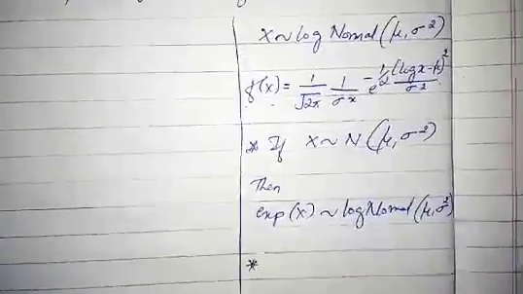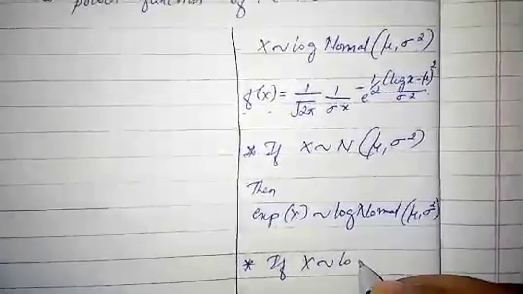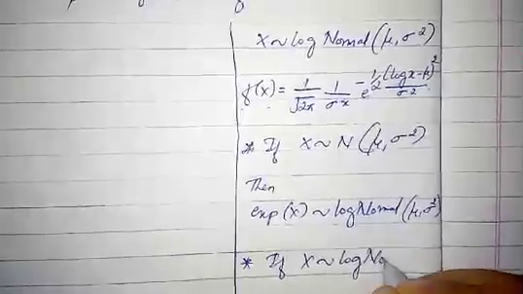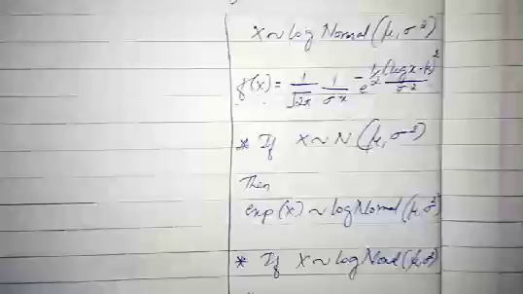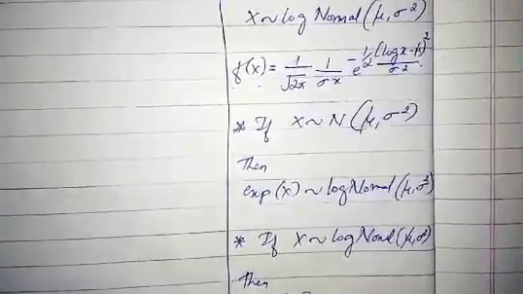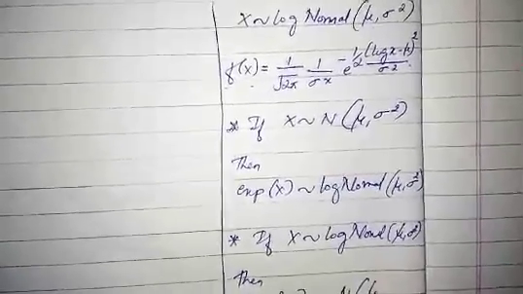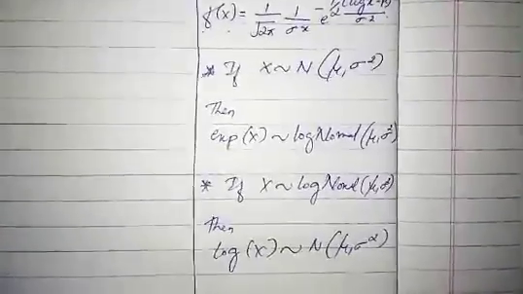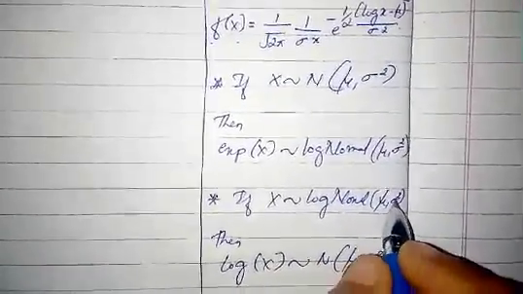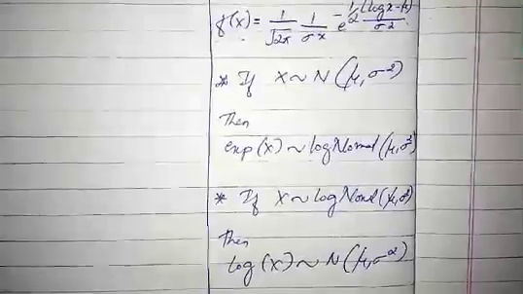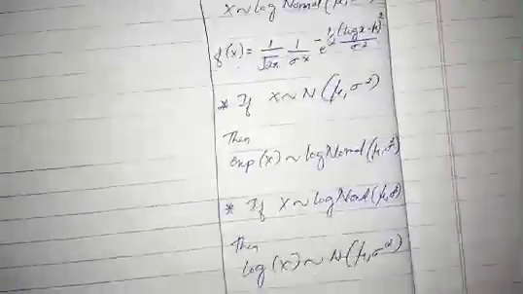And another property is that if x follows log normal with mean mu and variance sigma square, then log of x follows normal with mean mu and variance sigma square. If x follows log normal with mean mu and variance sigma square, then log x follows normal with mean mu and variance sigma square. Understood?